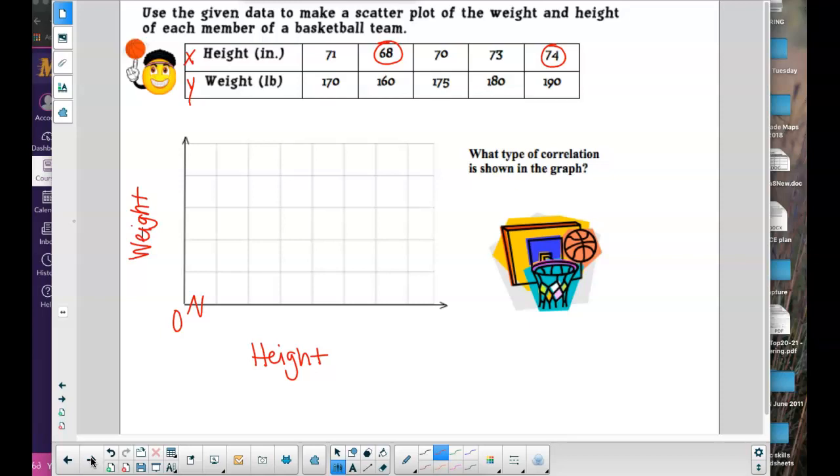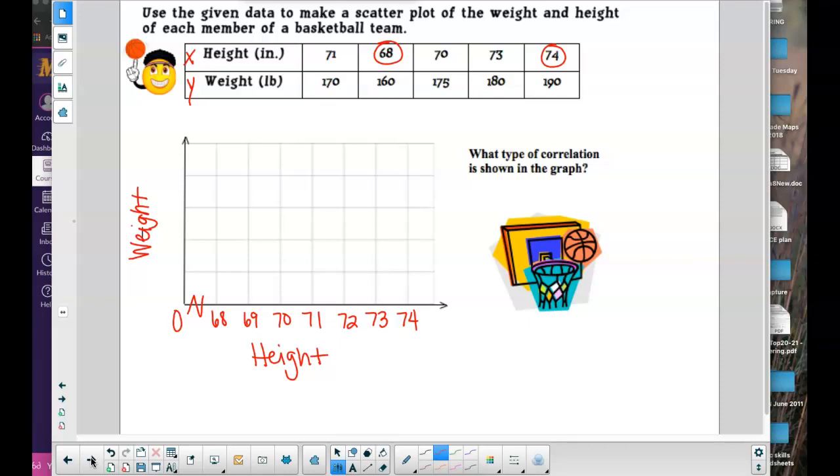Okay? So I'm going to skip a whole bunch, 0, and then I'm going to go 68, 69, 70, 71, 72, 73, 74. Okay, we have to number in order, from least to greatest. So I numbered the height.